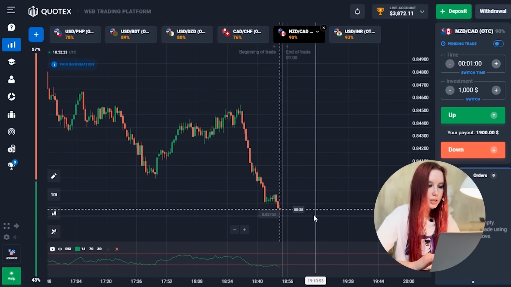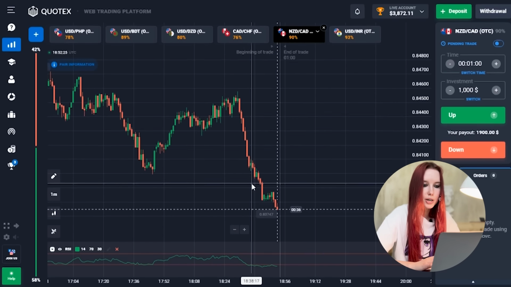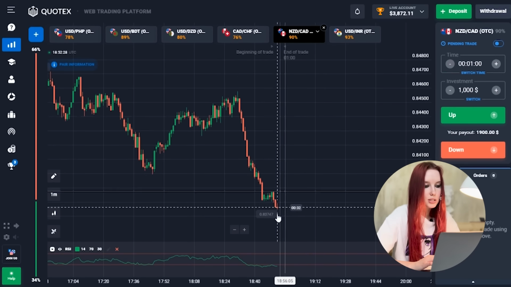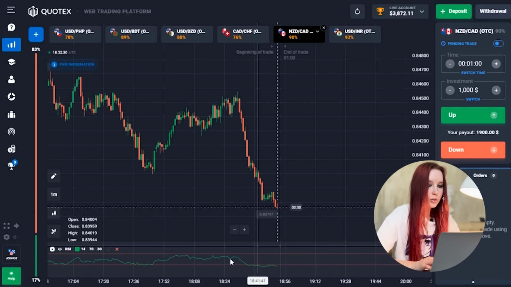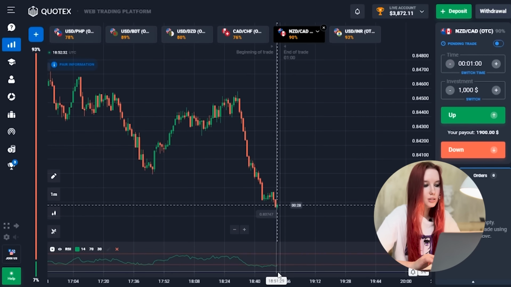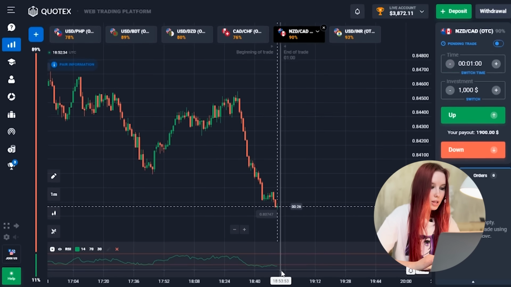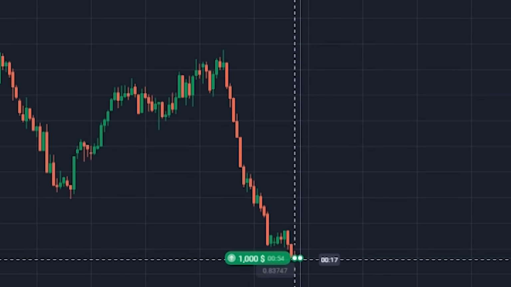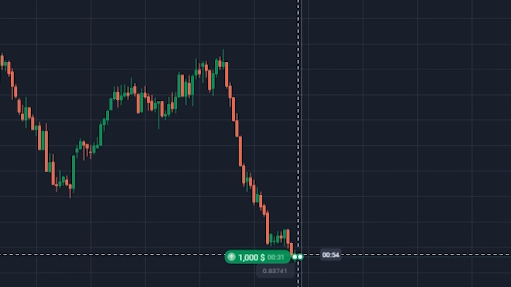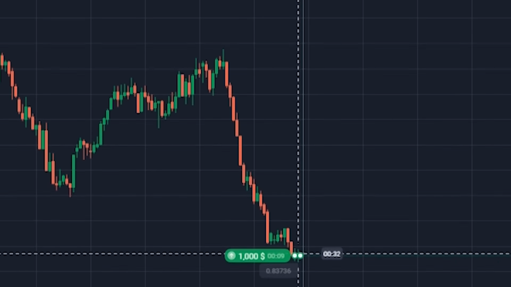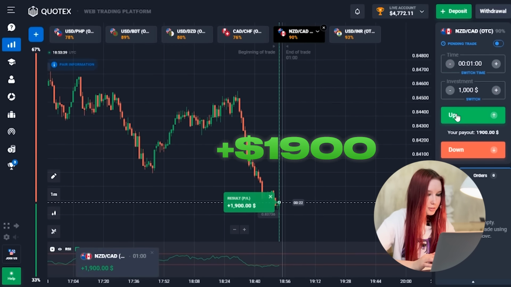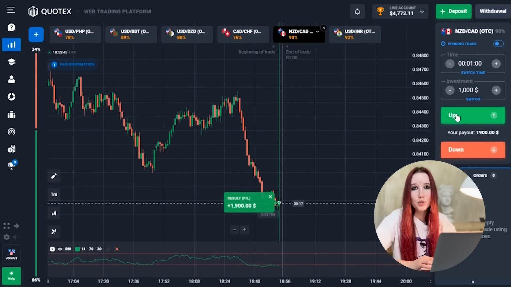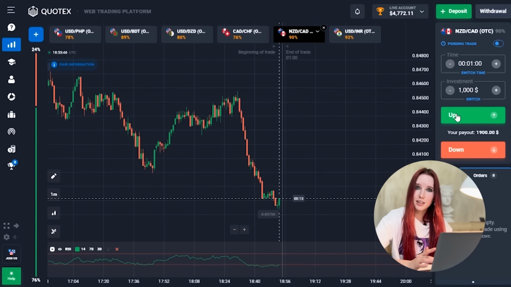Okay, the downtrend continues on this currency pair, but we may notice green candles. This shows that the price is starting its correction, and according to the RSI indicator, we see that the price is at the oversold levels, so I want to open an upward trade here. Cool, I'm in profit. So guys, I've earned almost $5,000 using candlestick patterns and technical analysis.